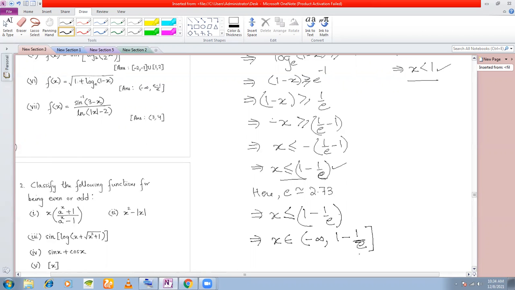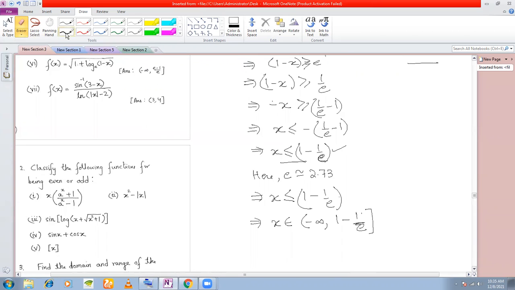And because there is an equality sign, that is why you put a box bracket there. Let me not put a bracket here. So therefore, what is the domain of f? Minus infinity to 1 minus 1 by e. Okay, this is a semi-open interval. Okay, next one.